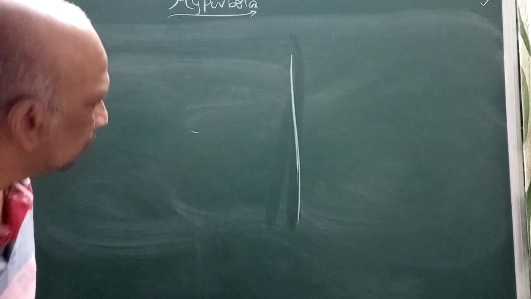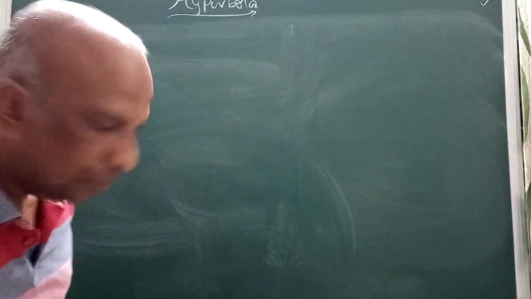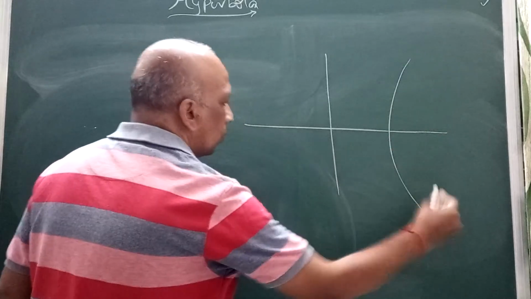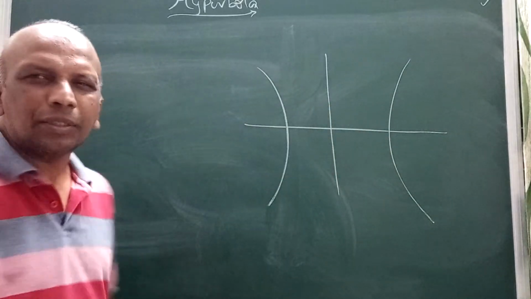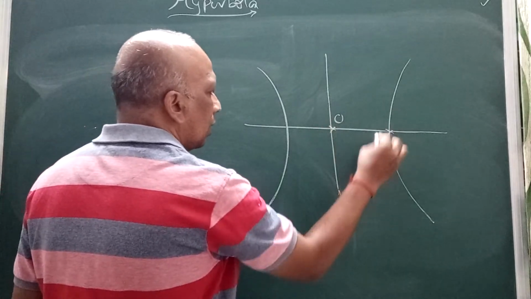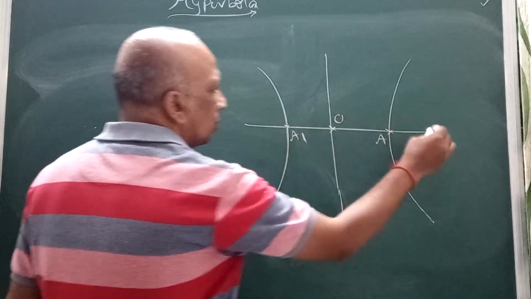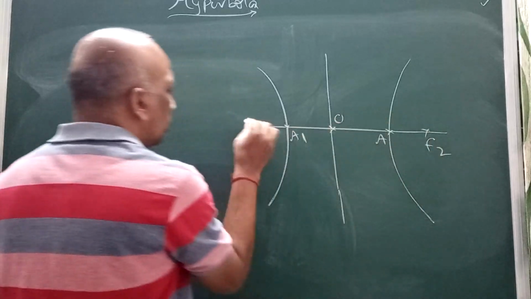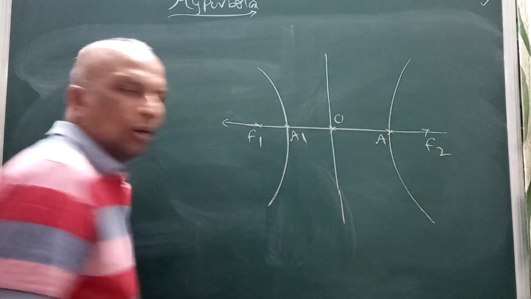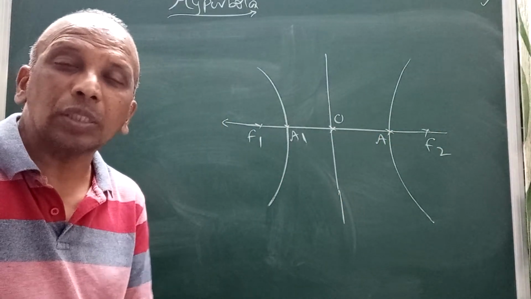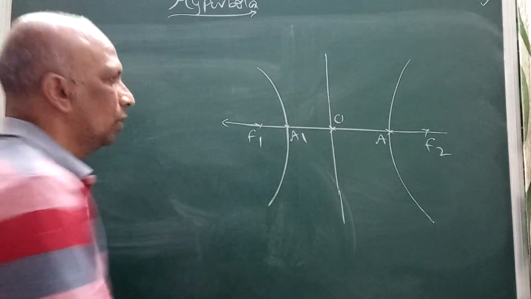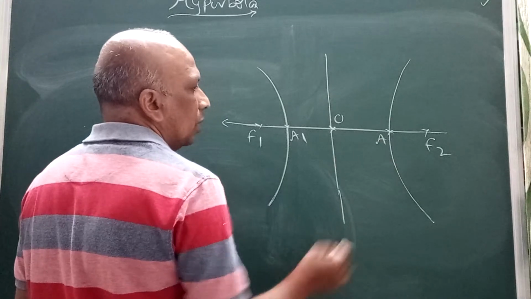Just observe here. I have taken it like this, right? You can see here, this is the origin. This is A dash, let it be F2. Here you can consider F1. Correct. Now I am trying to prove the difference of focal distance is constant. What about the constant value? You take A as a point on this one.